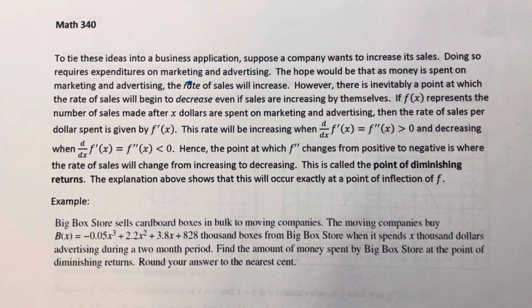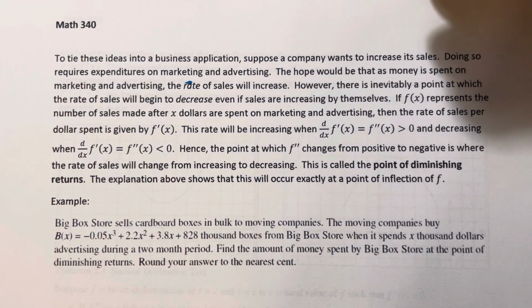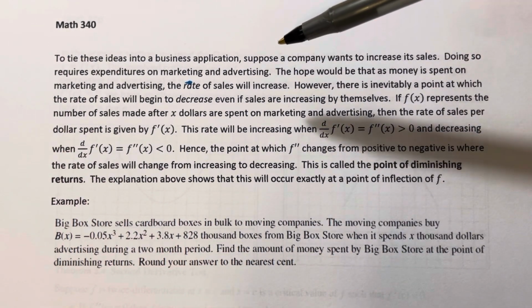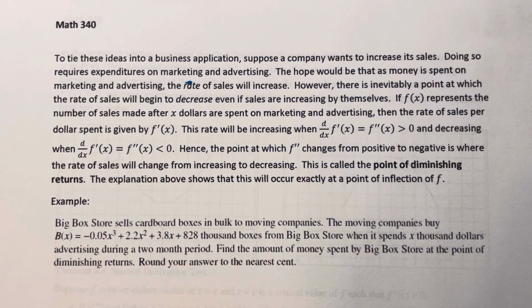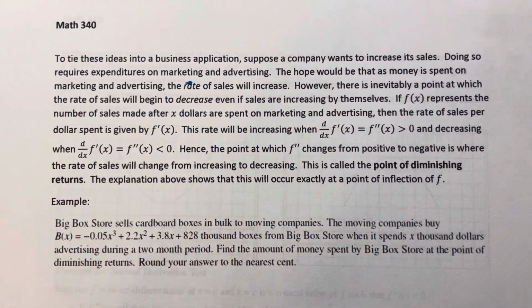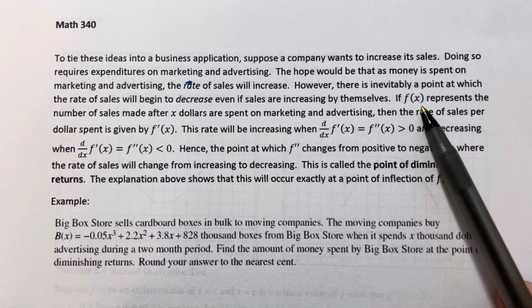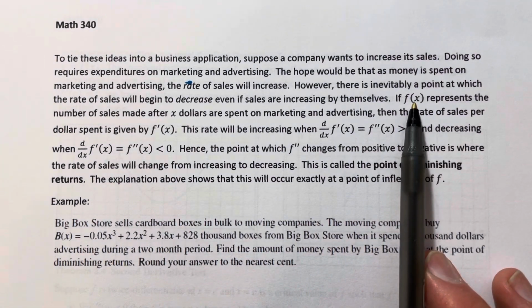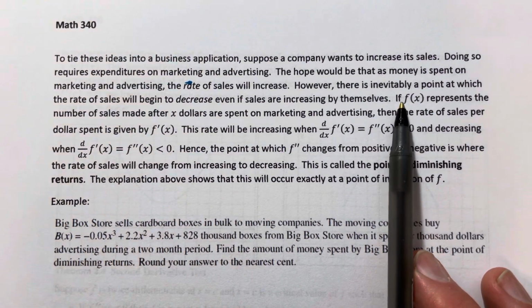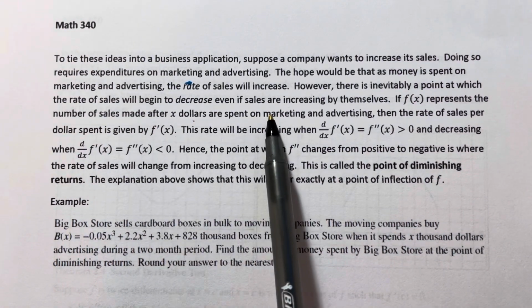So the hope is that as you spend money on things like marketing and advertising, not only do you want the sales to increase, but you want the rate of sales to increase. You want to speed up the rate at which you are selling your product. Okay. Now, if you have a function f of x, and that represents the number of sales. Notice it's not a cost function or a profit function or a revenue function. It's literally the raw number of sales. And this time it's after x dollars are spent on marketing.